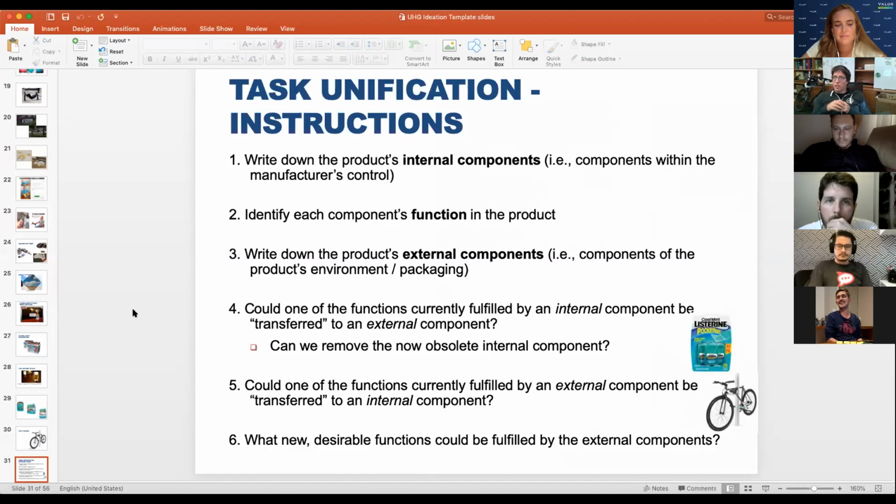All right, so these are going to be your instructions. And what I'm going to do is send a version of these slides with the instructions so you have them for posterity. Basically, the way it works is that just like with subtraction, I write down all the components of the things that I make, and I identify their function. Here, I'm also going to write a list of all the things that come into contact with my product, but that I don't make.